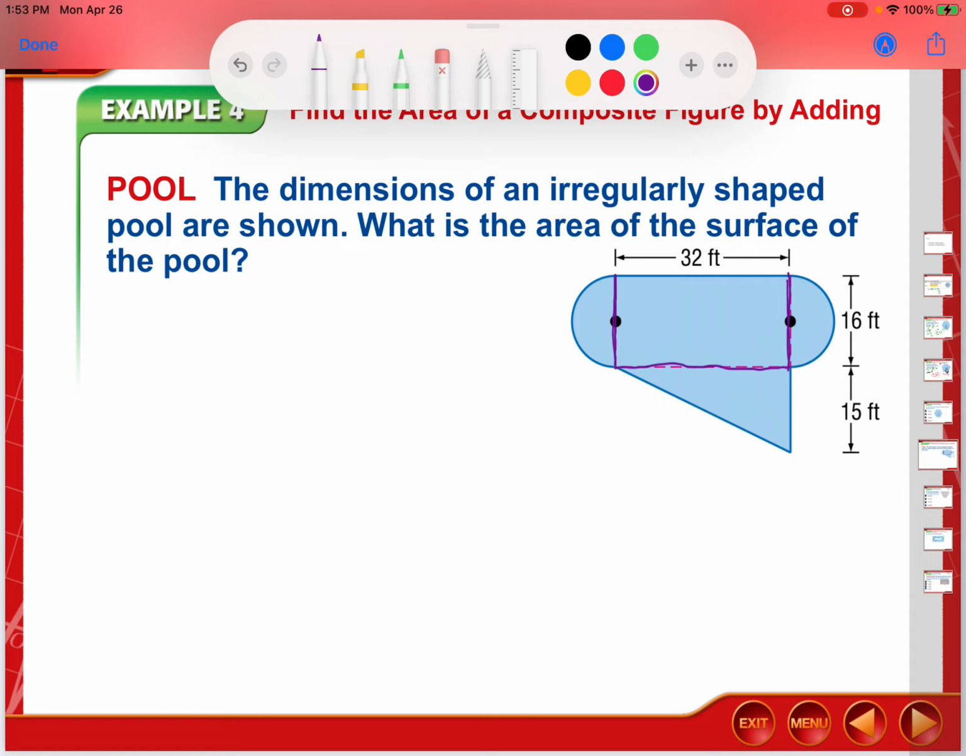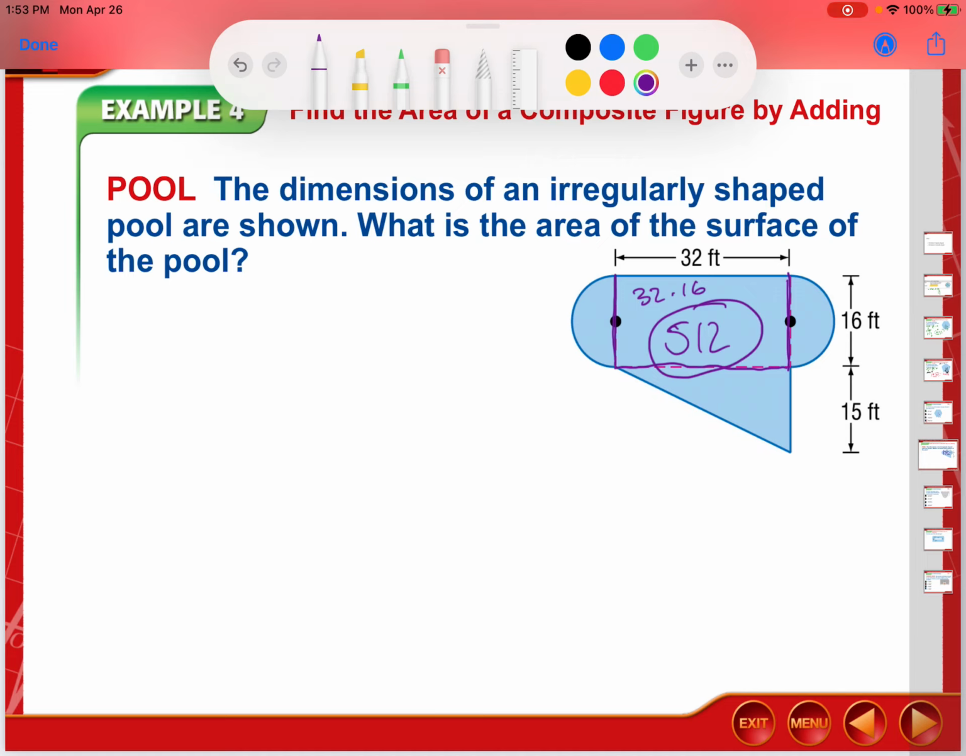What I like to do is segment these off and deal with them one at a time. So the first thing I want to deal with is this lovely rectangle in the middle. I know that the formula for the area of a rectangle is base times height, or length times width, however you want to denote it. In this case, we have 32 times 16, which is going to equal 512. So that's my area for that first shape, that rectangle in the middle.